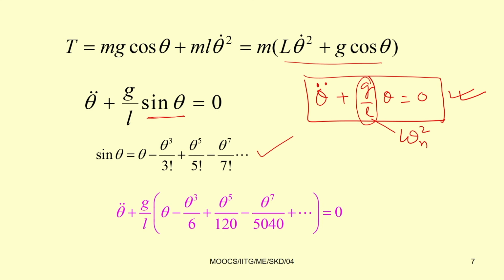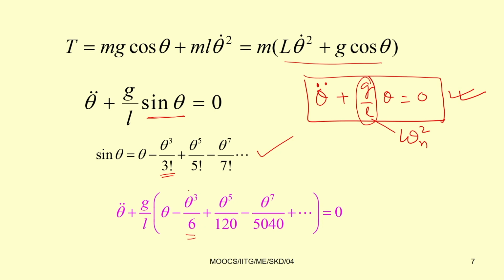But if theta is not small, then you can expand it and write sin theta equal to theta minus theta cube by 3 factorial plus theta to the power 5 by 5 factorial minus theta to the power 7 by 7 factorial. So the equation of motion can be written as theta double dot plus g by L into theta minus theta cube by 6 plus theta to the power 5 by 120 minus theta to the power 7 by 5040 equal to 0.